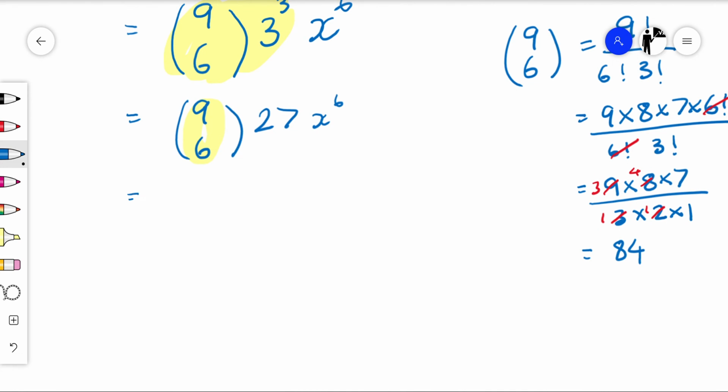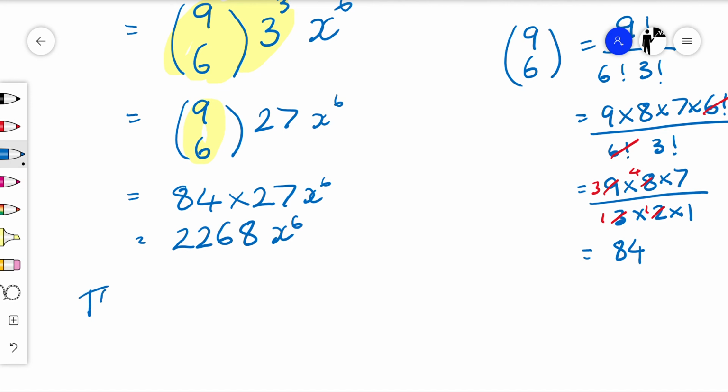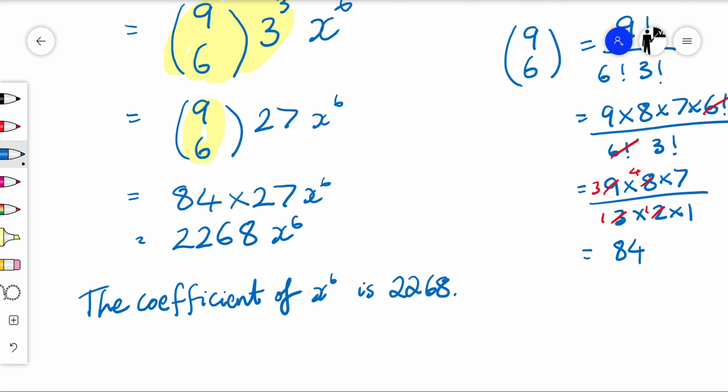Okay, so that's going to become 84 times 27 x to the power 6. And you can do 84 times 27, which is going to give us 2,268 x to the power 6. So the coefficient of x to the power 6 is 2,268.